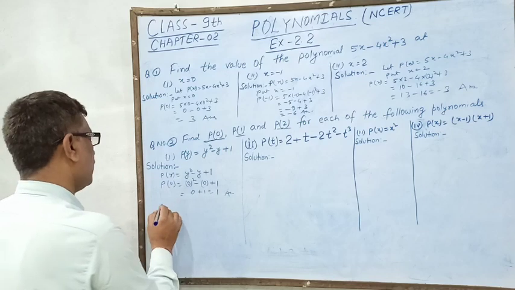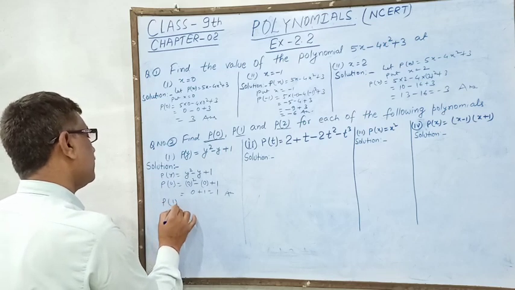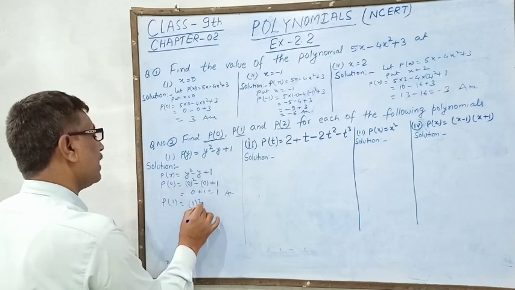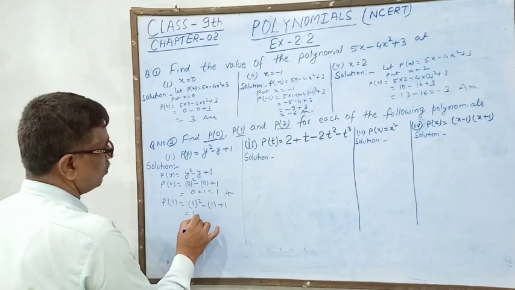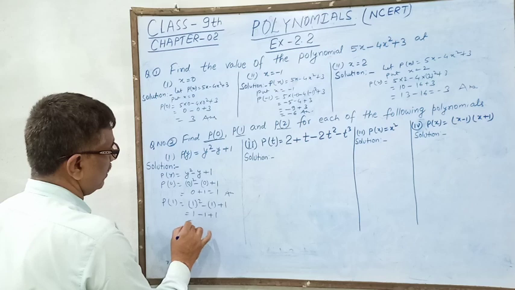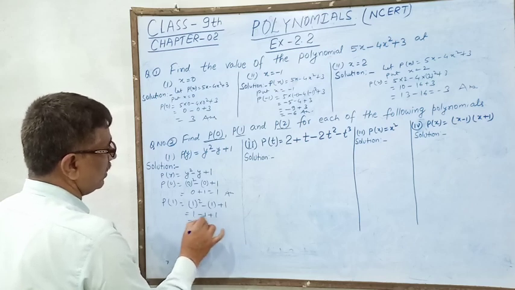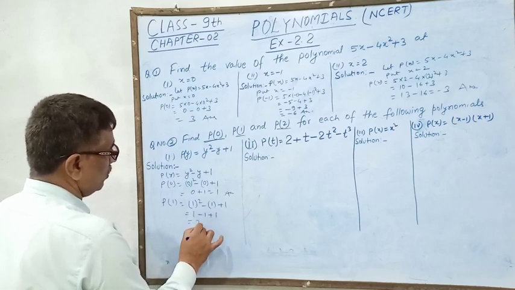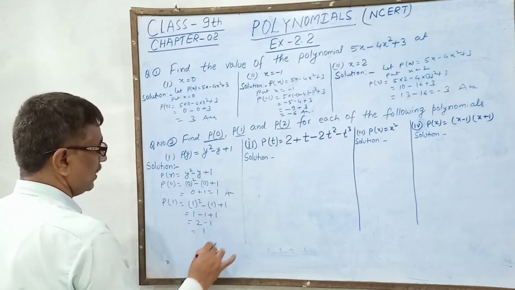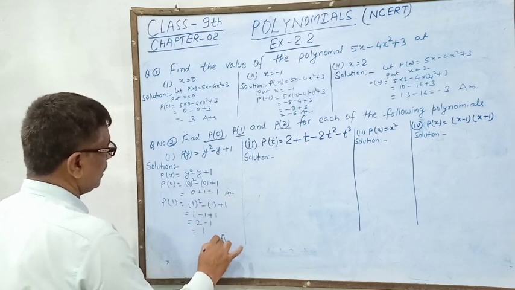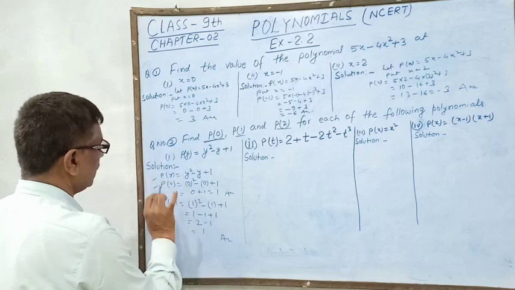And now p of 1. P of 1 is equal to 1 square minus 1 plus 1. So this becomes 1 minus 1 plus 1. You know this 1 plus this 1, so sum of these two and minus 1 is equal to 1. So here is the completed answer of the all three parts.